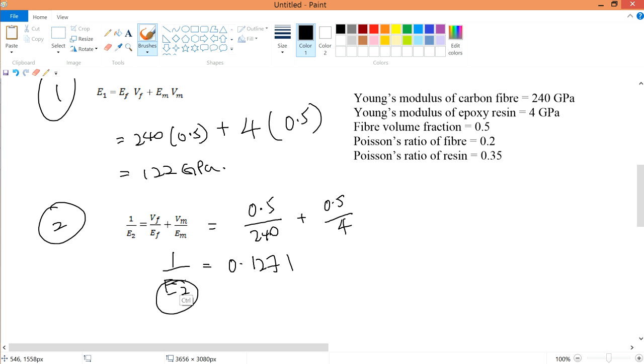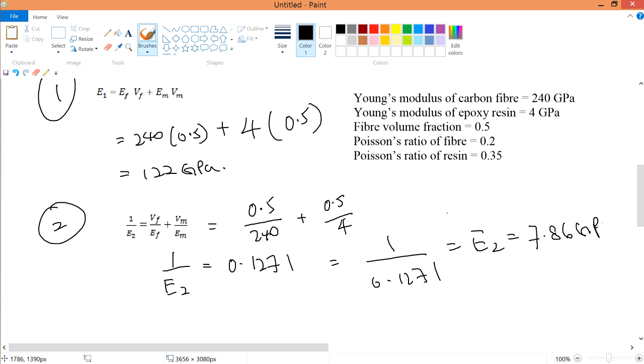Take note that you're going to find your E2, so you're going to switch in between. What you have is 1 divided by 0.1271, which equals your E2, where E2 is 7.86 GPa. For the sake of making myself clear, this is my E1, this is my E2.